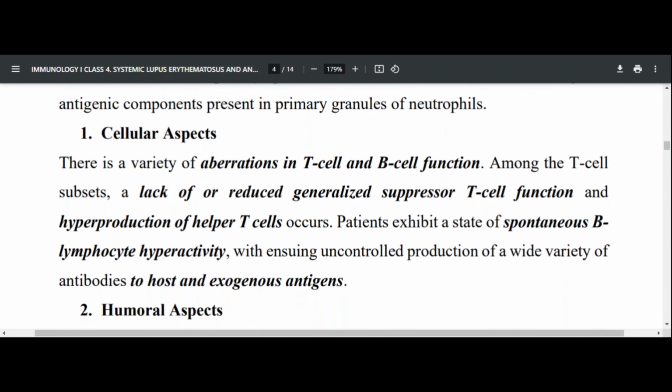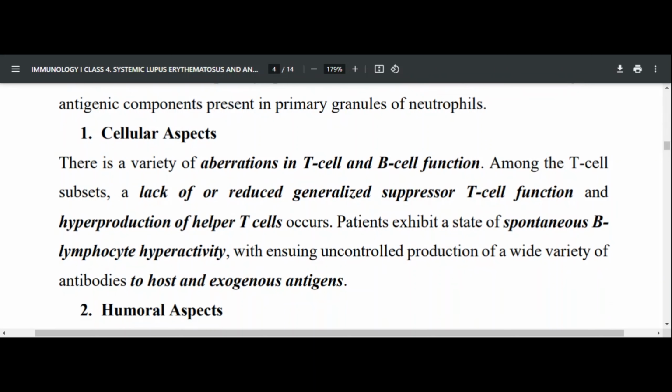At the cellular level, we are able to see aberrations, meaning abnormality in T cell and B cell function. Among the T cell subsets, a lack of or reduced generalized suppressor T cell function and hyperproduction of helper T cells occur in this condition. So there is hypersecretion and hyperproduction of helper T cells, and also reduction of suppressor T cell function.